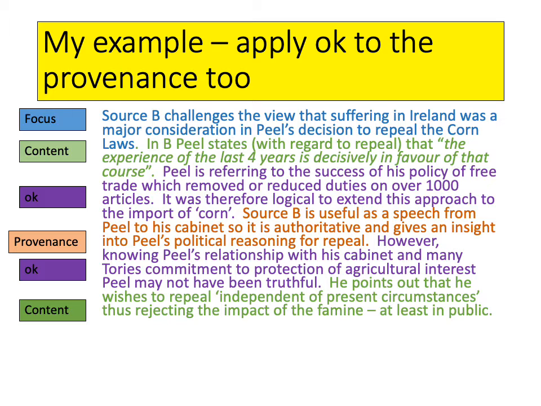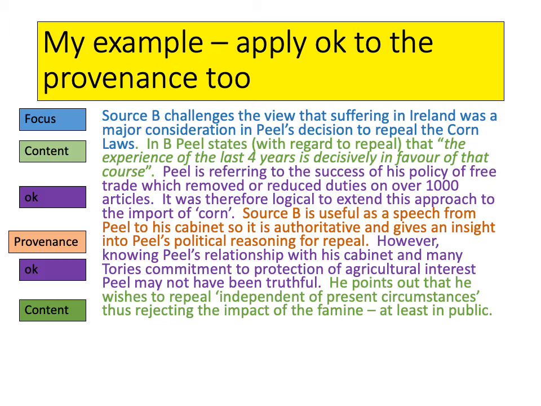Okay, and then a short return to content, he points out that he wishes to repeal independent of present circumstances, thus rejecting the impact of the famine. And then I'd go on and I'd do another source that challenges the idea that repeal was just about Ireland. So source D would be an obvious one, wouldn't it, to tag on to the end of that.